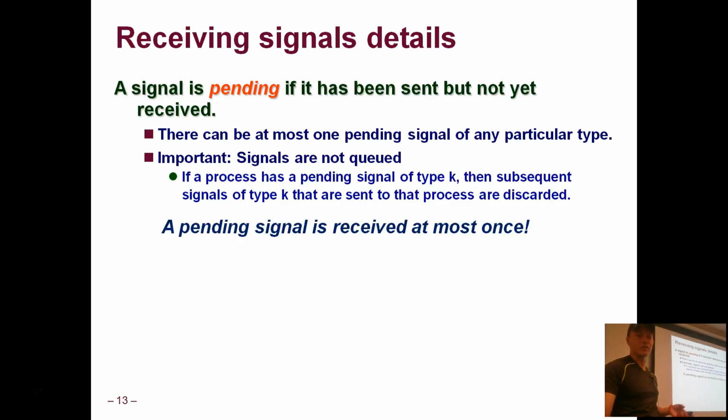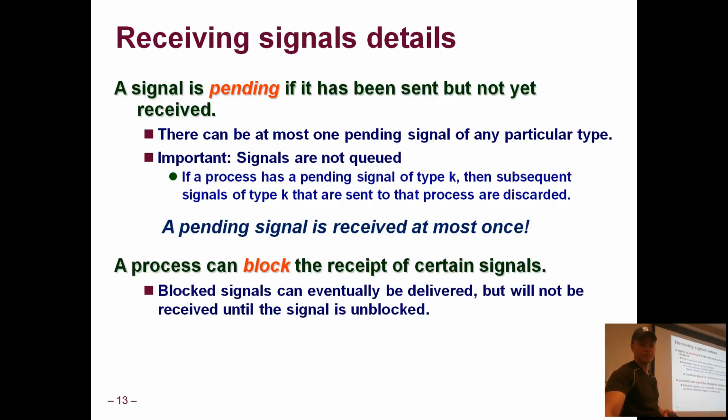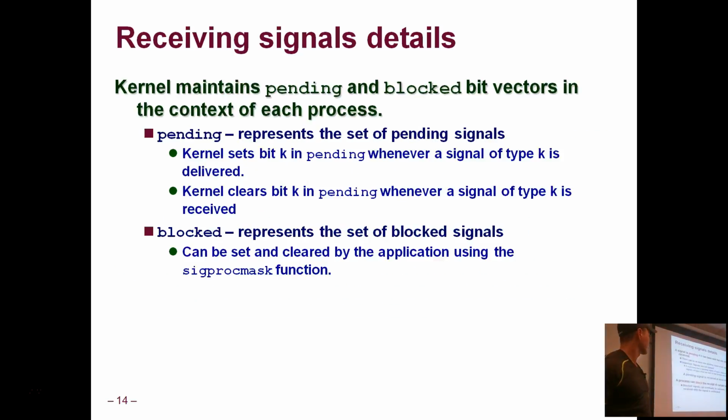So a pending signal is received at most once, even though multiple signals could have arrived of that same type. The other thing to note is that the process can block the receipt of certain signals. If you don't want to hear about segmentation faults, you can say, okay, I'm going to block the segmentation fault signal, and I'm going to keep on going. You can do that for any of the signals. You said that 9 is not catchable? Except for 9, yes.